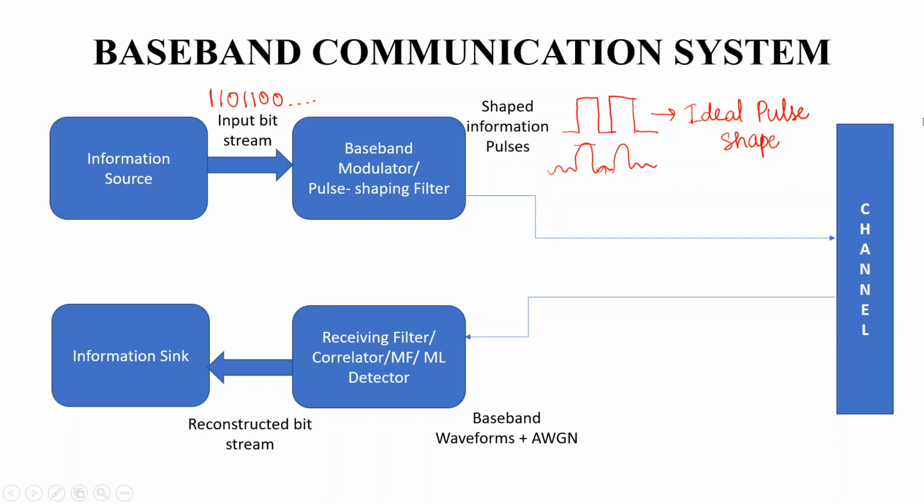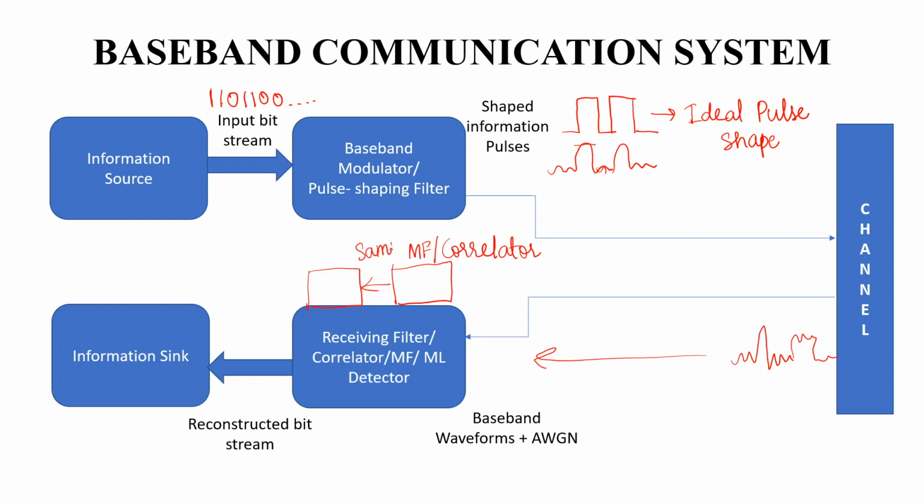Once the shaped pulses enter the channel, they get distorted by the noise on their amplitudes. This information is fed into the receiving filter. Here there will be two stages. The first stage the signal encounters is the matched filter, or a correlator structure, which converts the incoming waveform into the sampled output, which samples at integer multiples of k into Ts, where T is the symbol duration.